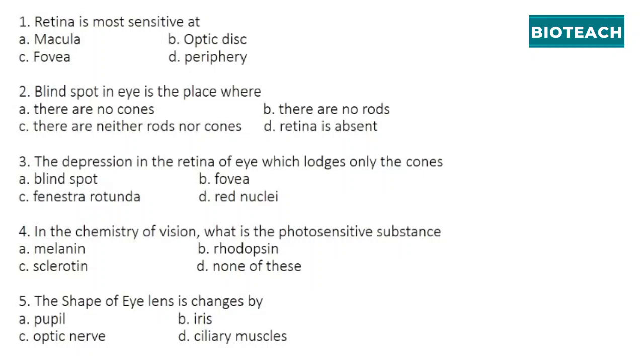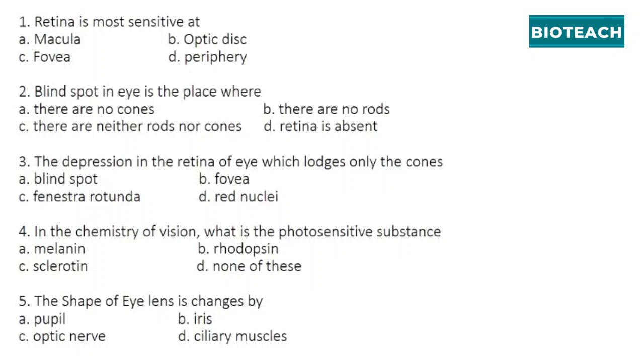Question number 2. Where is the blind spot in the eye placed? The blind spot is where there are no cones and rods. The answer is C. There are neither rods nor cones. The depression in the retina of the eye which lodges only the cones.